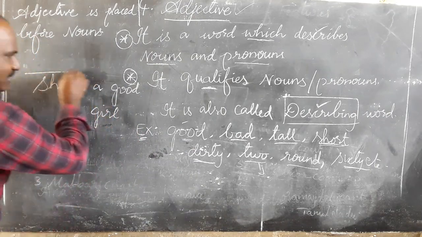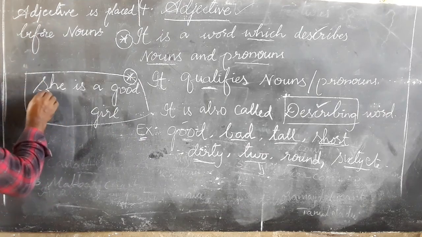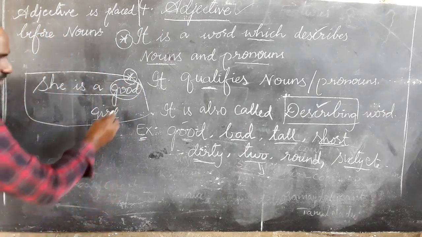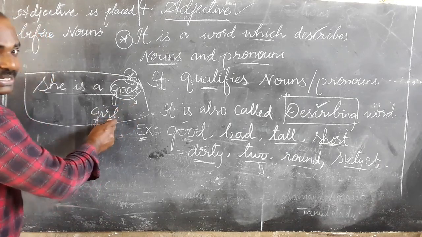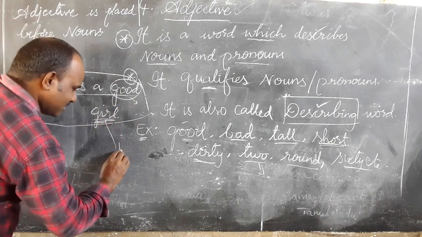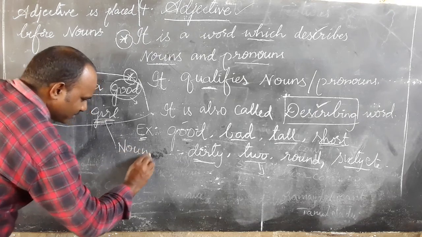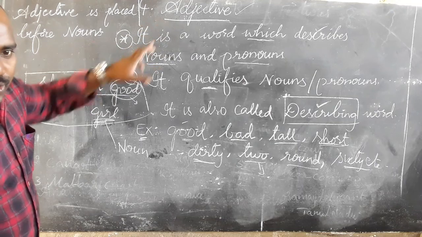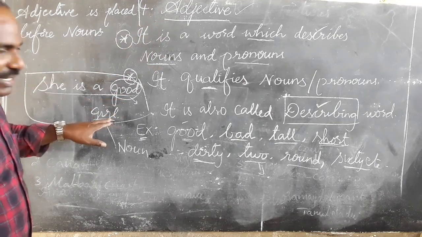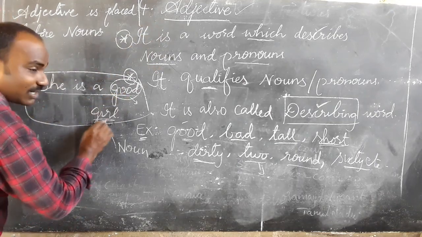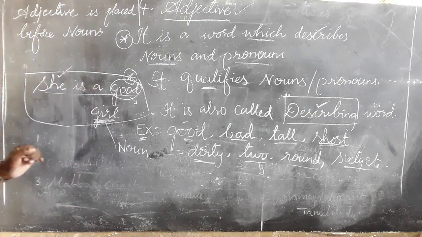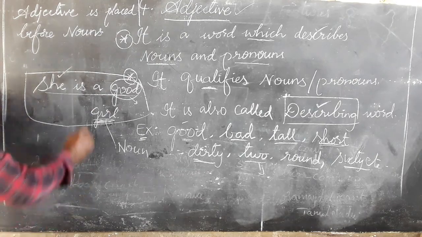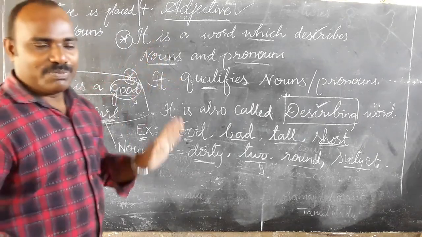Look at this sentence: She is a good girl. Look at this word, good. Good talks about the quality of this girl. Girl is a noun, a common noun. So good is an adjective written just before the noun, and it is describing what kind of girl she is. What kind of girl she is? She is a good girl. This is an example, very simple.